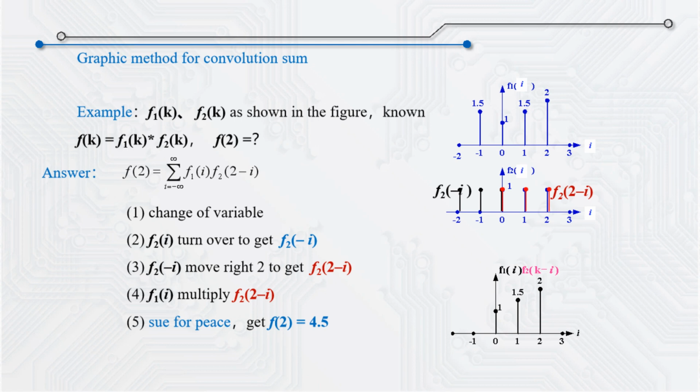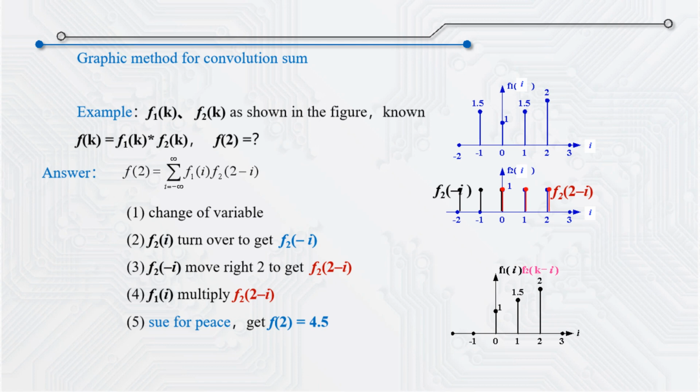Find the value at k equal to 2. So we are going to shift to the right by 2. The position after the shift is shown in the picture. So the fourth step is to multiply these two sequences at corresponding positions. That is f1 of i times f2 of 2 minus i.